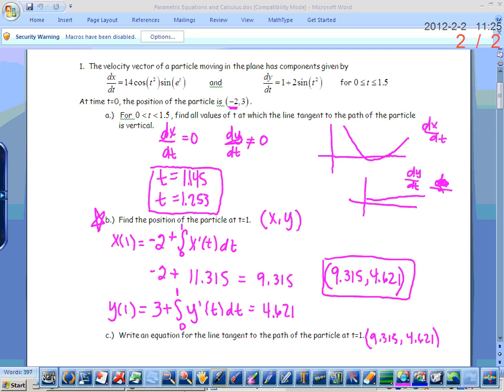How do you find slope in terms of parametric equations? dy/dx is always slope, but x and y are in terms of t, so I need to think about it as dy/dt over dx/dt. If I'm trying to find the slope at t equals 1, I can think about it as y prime of 1 over x prime of 1. If you find those values in your calculator, you get 0.863.